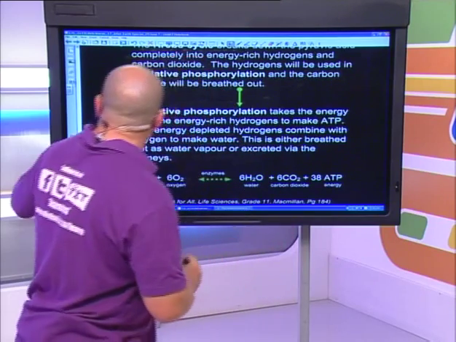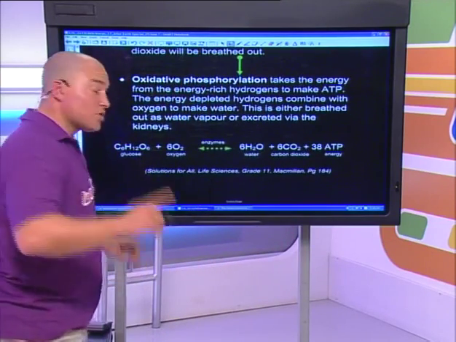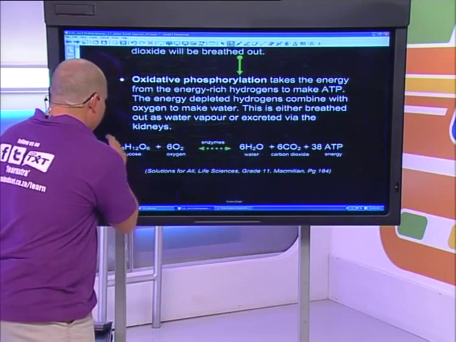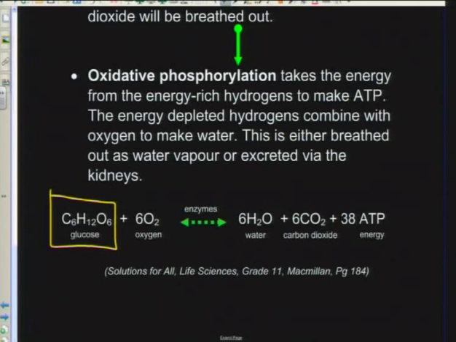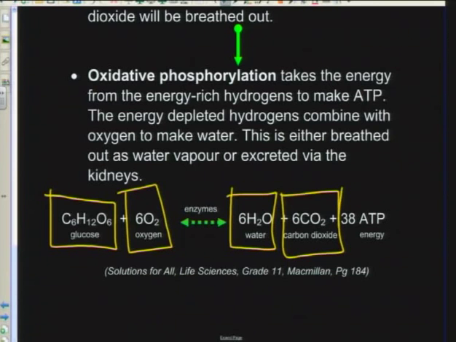Okay, now the sum, let's watch this carefully. This is where it becomes important. Okay, we take glucose and oxygen and we give off water, carbon dioxide, and we gain ATP. So we keep that, right? We give that off to the atmosphere because you can feel it.